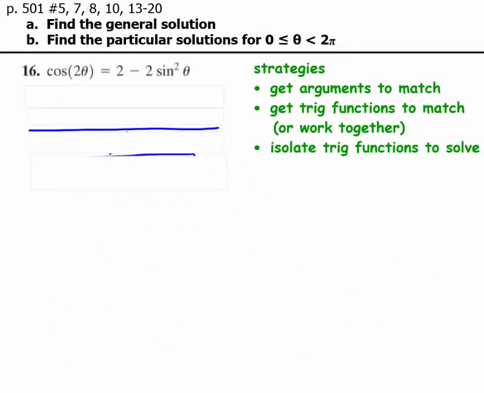Okay, so now our next problem, we're using the same strategies, but this time we've got 2 theta and we've got theta, so our arguments don't match. We need to get the arguments to match first. So that's the first thing to do before we even worry about the fact that we've got cosine and we've got sine.